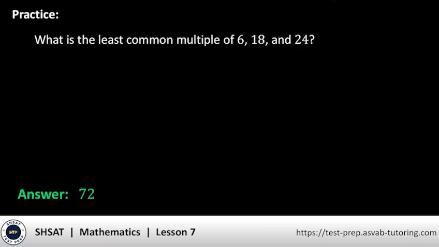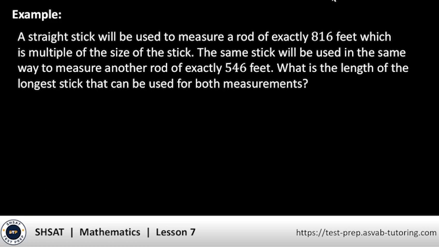I don't think we have much left. Here's another LCM. Okay, let's look at this one. This looks like a word problem, but of course we need to know if it's the greatest common factor or the lowest common multiple, the least common multiple. So let's see. A straight stick will be used to measure a rod of exactly 816 feet, which is a multiple of the size of the stick.